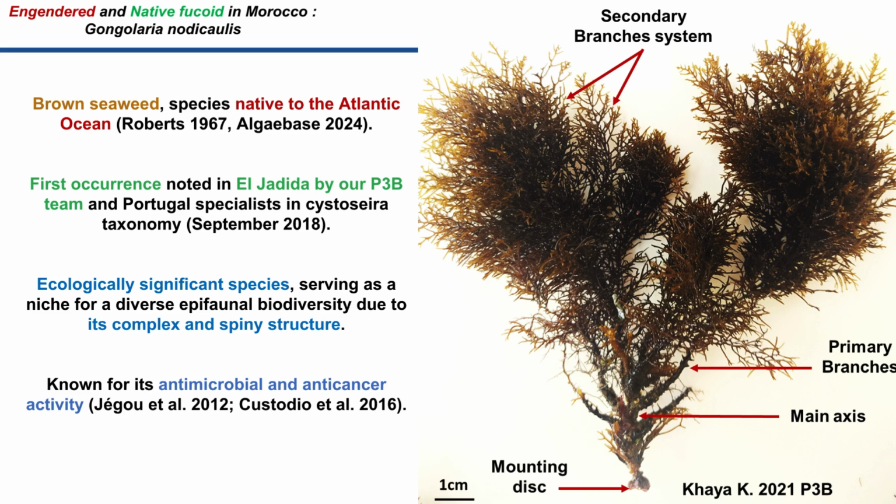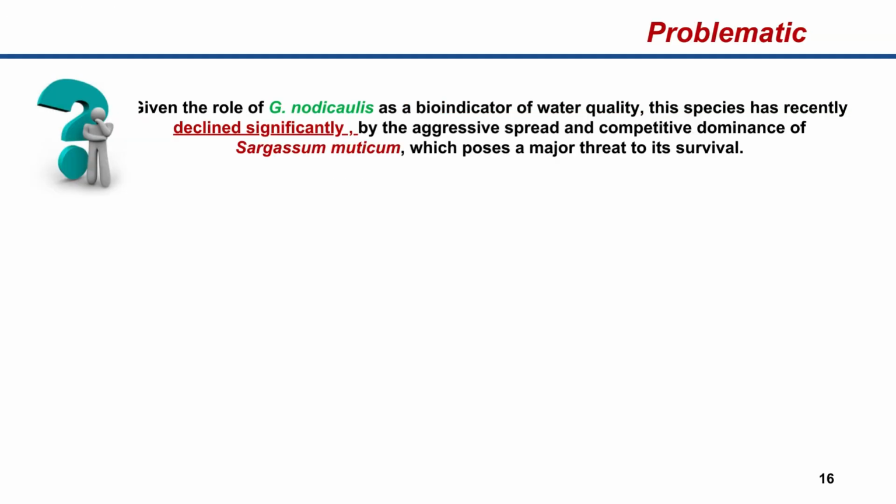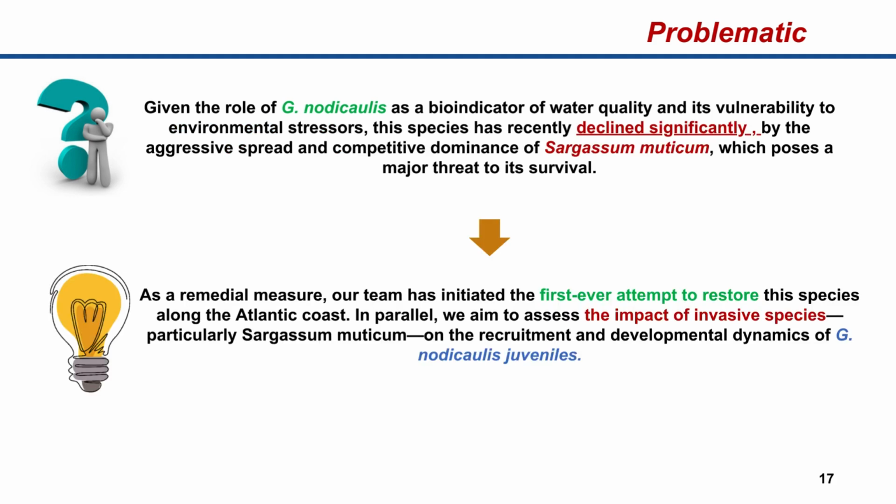It's a brown seaweed native to the Atlantic Ocean. The first occurrence was noted by our team on the coast, and it is an ecologically significant species, serving as a niche for a diverse epiphytic biodiversity due to its complex and spiny structure. Given its role as a bioindicator of water quality, the species has recently declined significantly due to the aggressive spread and competitive dominance of Sargassum muticum, which poses a major threat to its survival.